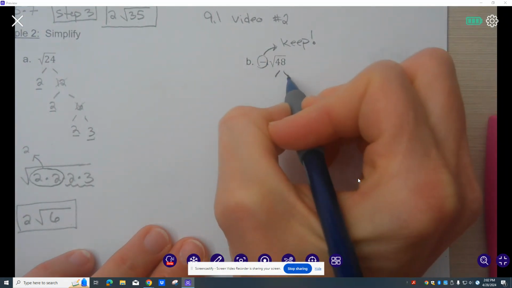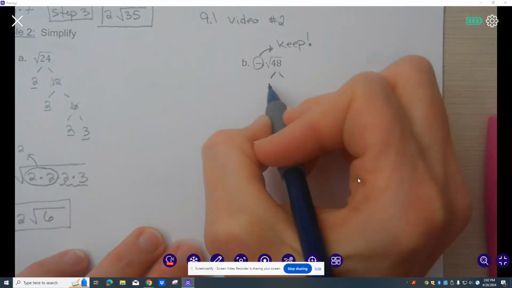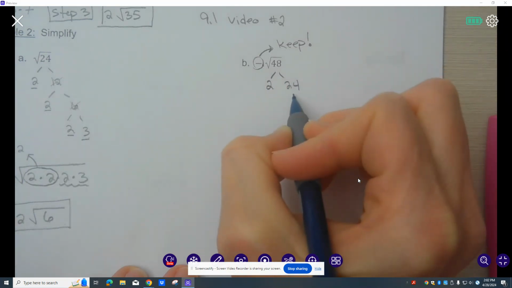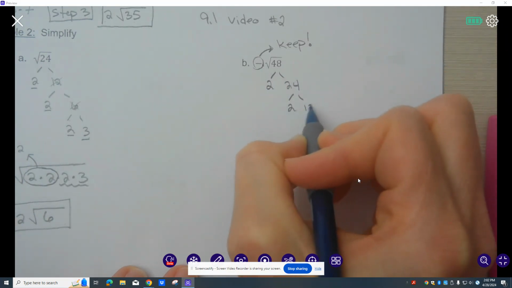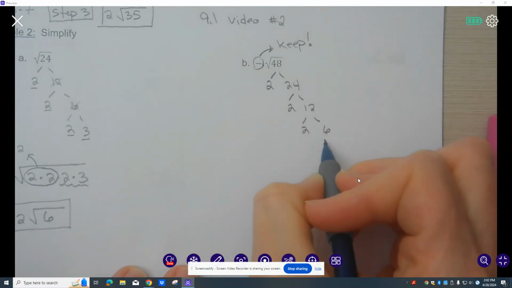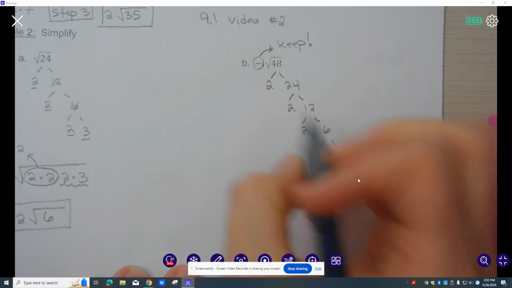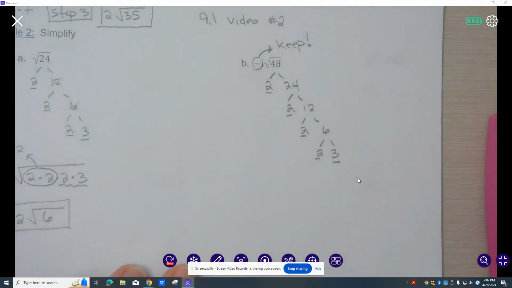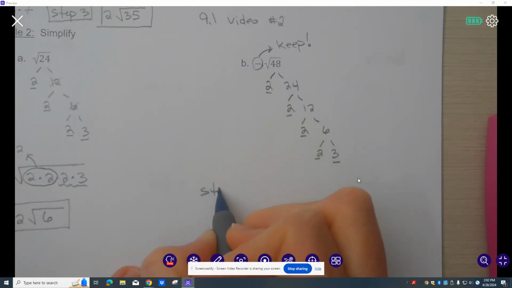But we're still going to start with our factor tree. So start dividing by 2. 48 divided by 2 is 24. 24 divided by 2 is 12. 12 divided by 2 is 6. 6 divided by 2 is 3. So you got a 2, 2, 2, 2, 3. Remember, pause the video if you need to and make sure you have your full tree here. So that's step 1. Step 2, let's write what is inside the jail and what is out.